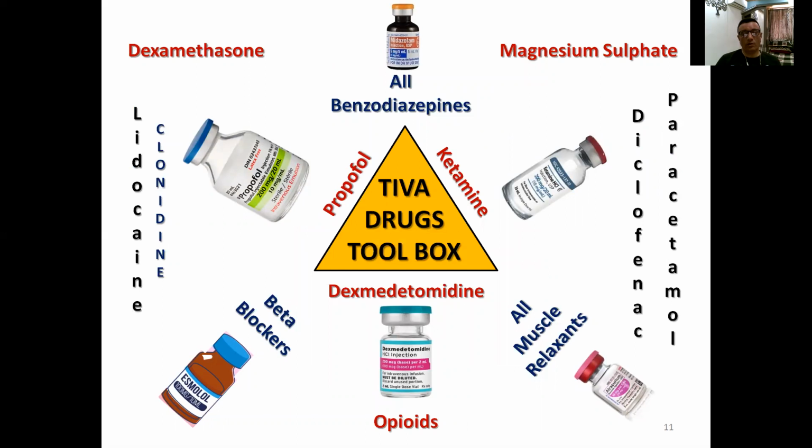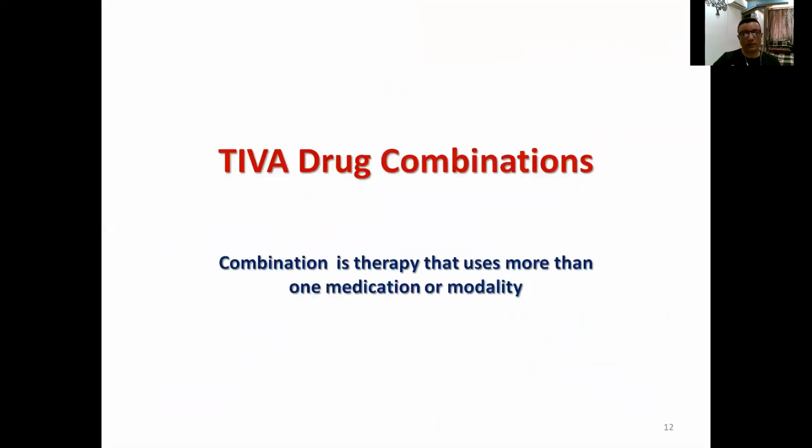So this is the TIVA drugs toolbox, which includes propofol, ketamine, dexmedetomidine, all benzodiazepines, beta blockers, all muscle relaxants, dexamethasone, magnesium sulfate, lidocaine, clonidine, diclofenac sodium, and paracetamol. These are the variety of drugs we are using in the TIVA technique.